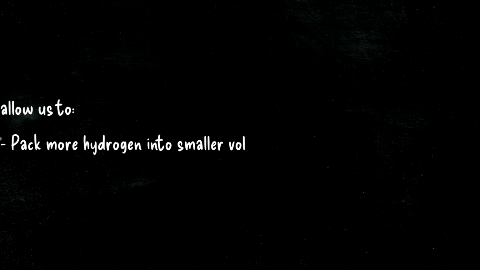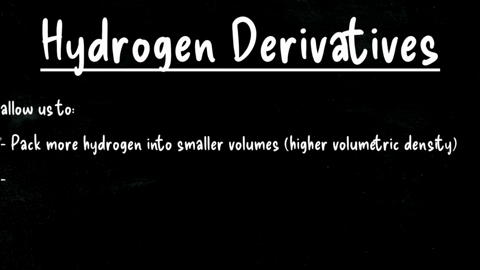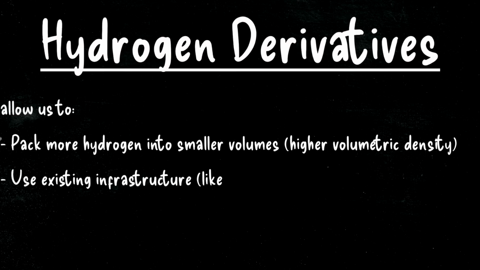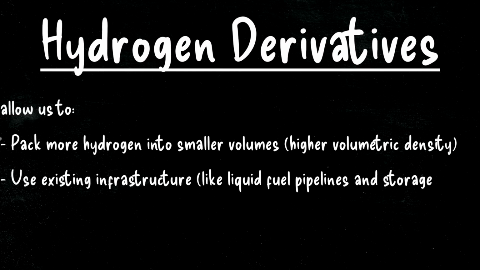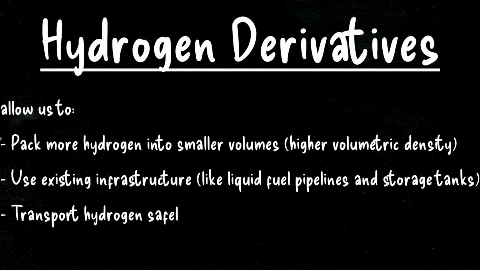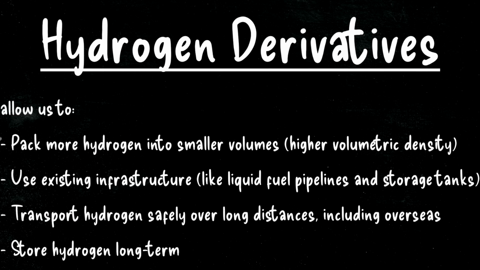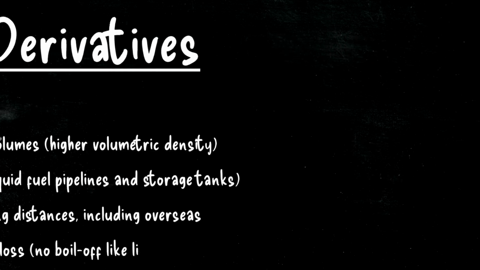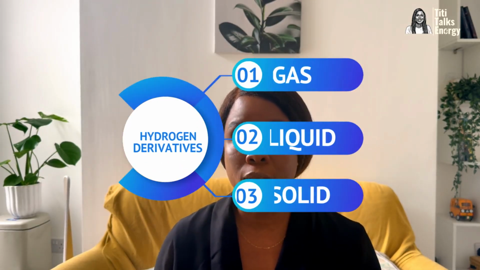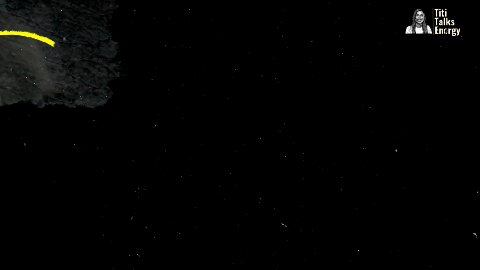They allow us to pack more hydrogen into smaller volumes, that is a higher volumetric density, use existing infrastructure like liquid fuel pipelines and storage tanks, and transport hydrogen safely over long distances, including overseas. Store hydrogen long-term without loss, for example, with no boil-off losses like liquid hydrogen. Hydrogen derivatives come mainly in three forms: gas, liquid, and solid forms. Each has unique technical and economic characteristics. Let's explore each.